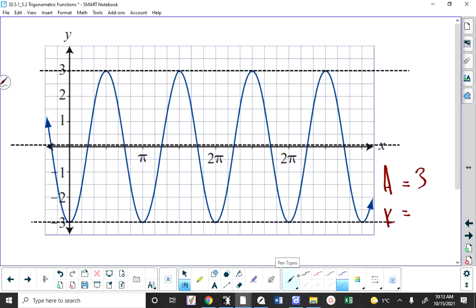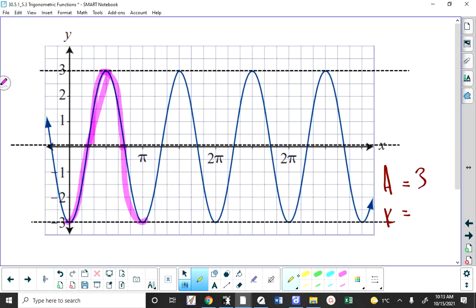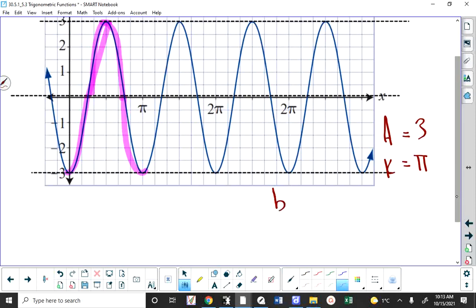What's the period? Well, I just have to read this off of the graph. It's 4 complete pieces. There's 1. There's 2. There's 3. And there's 4. So it repeats in pi radians. The period is pi. If the period is pi, b can be found by taking 2 pi over the period, and you get b is 2.